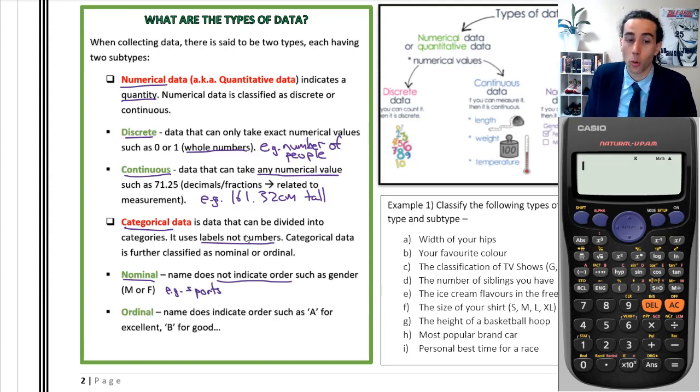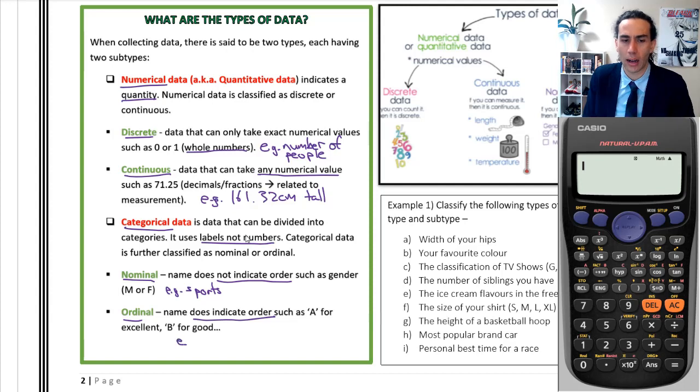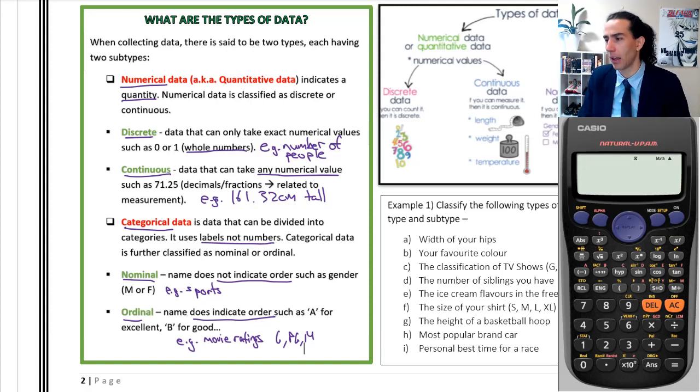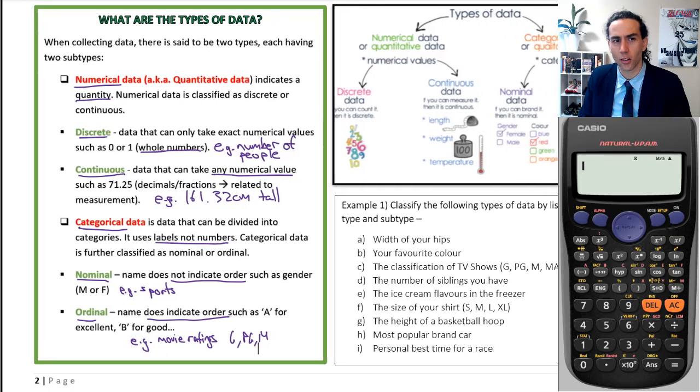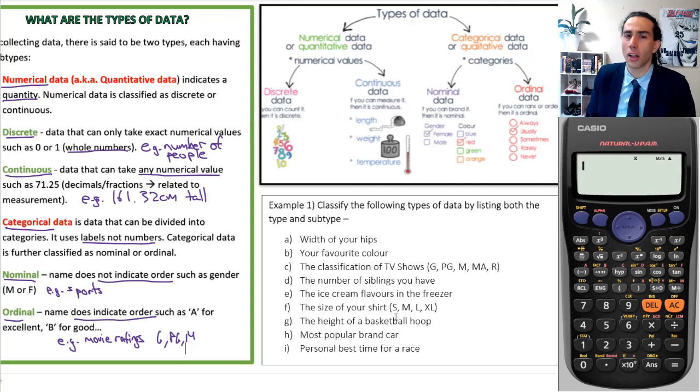But ordinal, there is an order. So A for excellent, B for good, A, B, C. Or I like the movie ratings. It's not numbers, but there is an order. G, PG, M, etc. So I'm going to scroll over to the right side of the page. I'll try and leave all those answers on. Not answers, just things to write. Types of data, so they got a nice visual way of doing it.